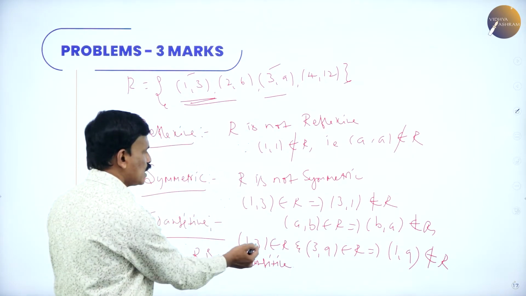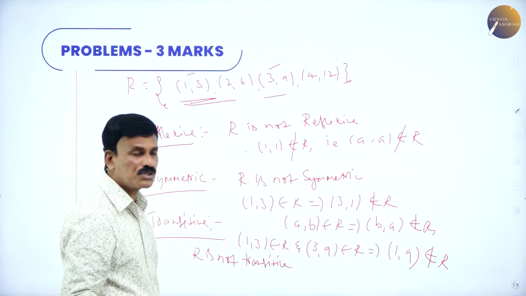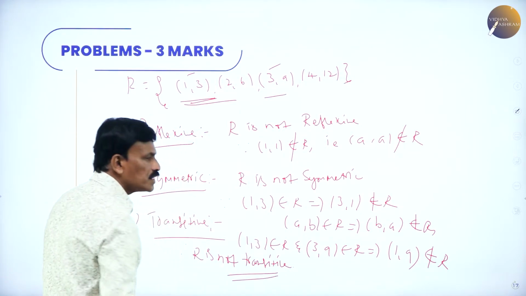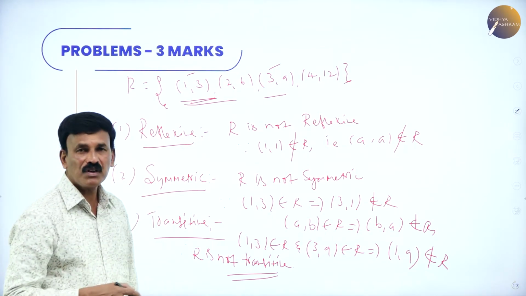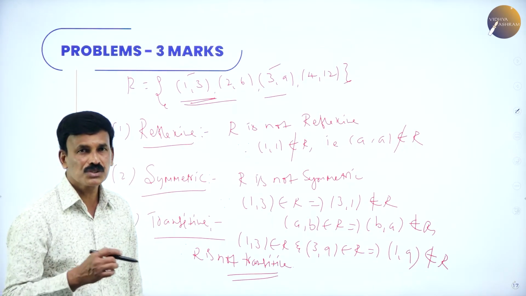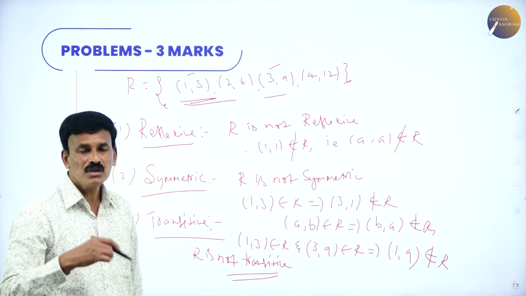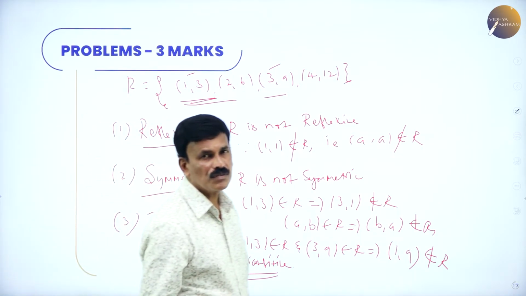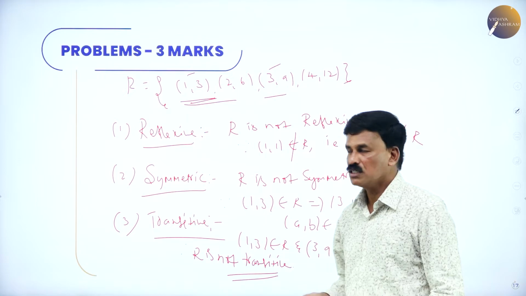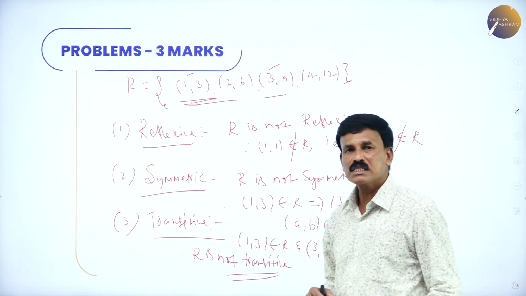That is, A comma B belongs to R and B comma C belongs to R implies A comma C does not belong to R. So therefore R is not transitive. So the given relation is neither reflexive, symmetric nor transitive. So this is not an equivalence relation. R is not reflexive, R is not symmetric, R is not transitive. Hence this is not an equivalence relation. That's it. Very important problem indeed. Okay, hope you followed. Very simple problem.